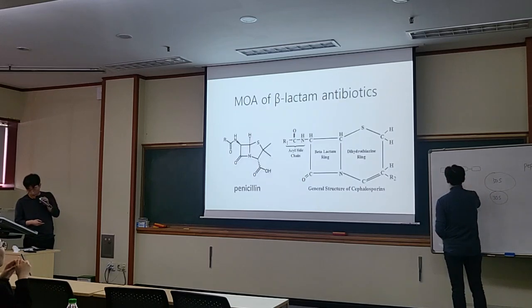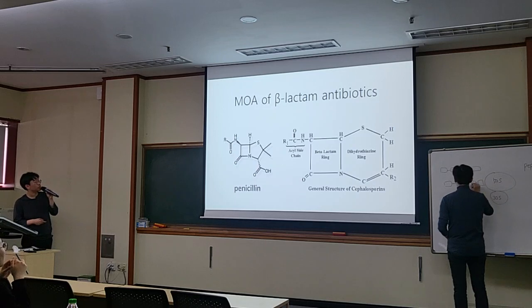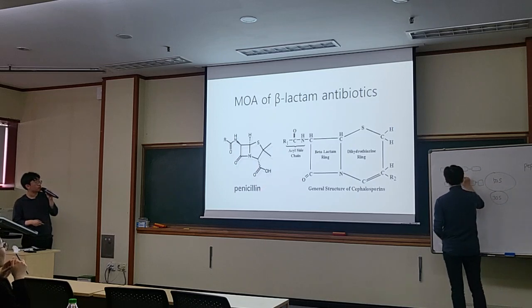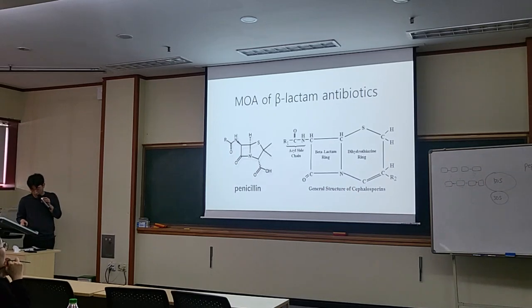Okay, let's see the beta-lactam antibiotics in more detail. And beta-lactam antibiotics has example penicillin and general structure like this. So beta-lactam ring has a 4-membered ring, and we could put 5-member ring or 6-member ring, anything else.